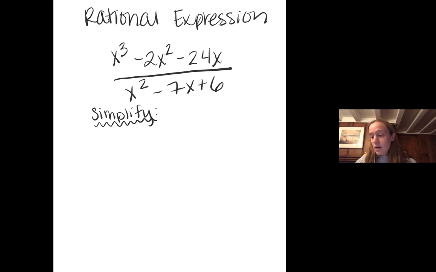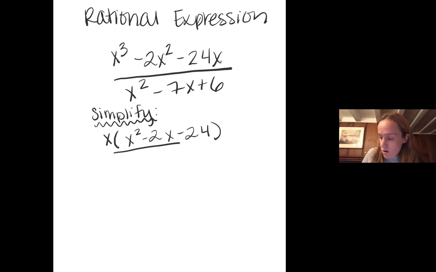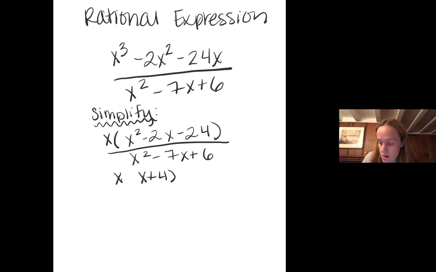So for factoring the numerator, first, do we see a greatest common factor? I see that would be x. So we can first pull out the x, and then we get x squared minus 2x minus 24 over x squared minus 7x plus 6. And now we can factor both of these terms, the x squared minus 2x minus 24. We can see that this factors to x plus 4 and x minus 6.